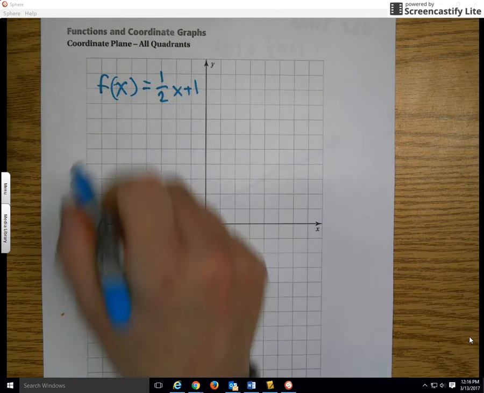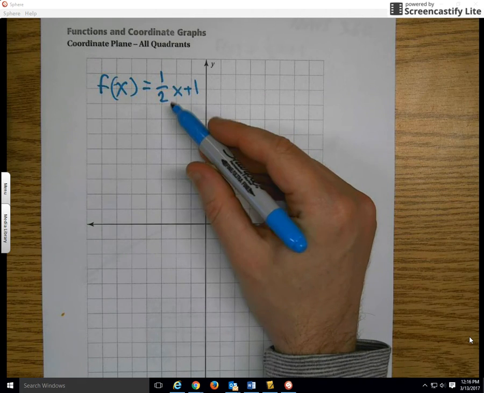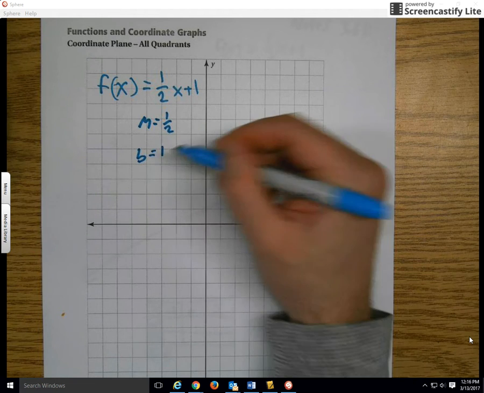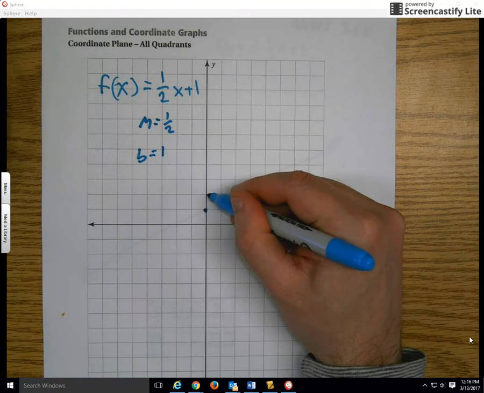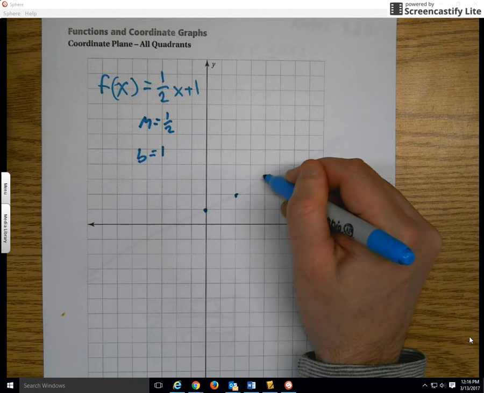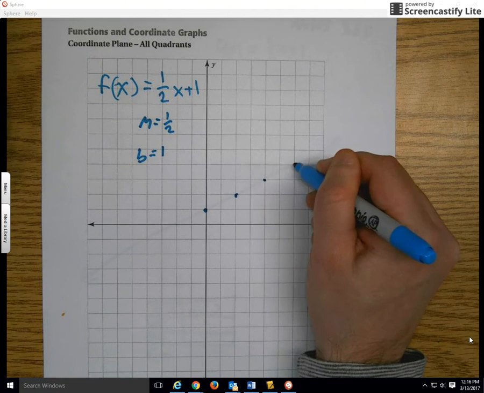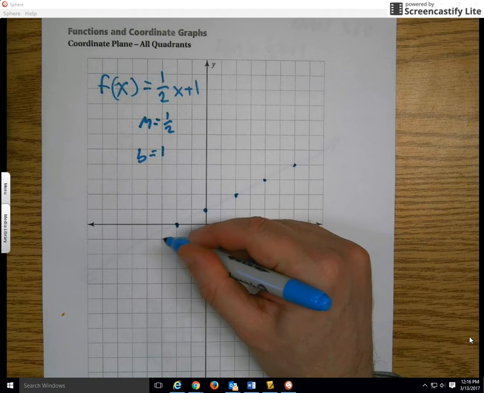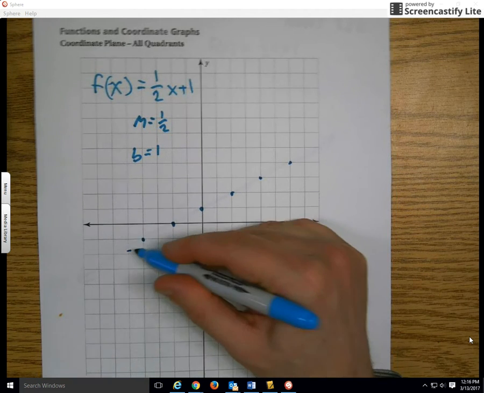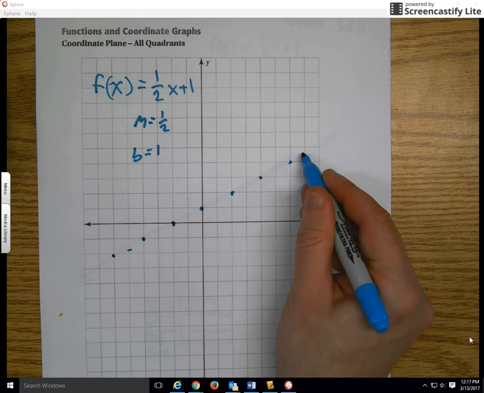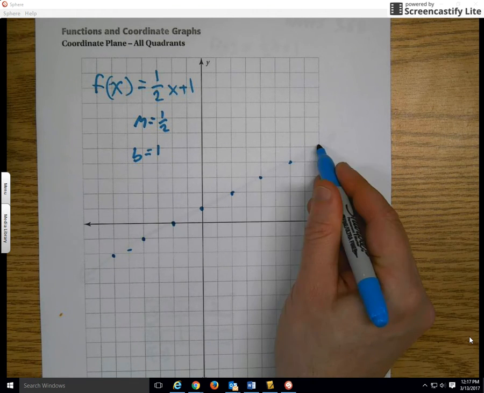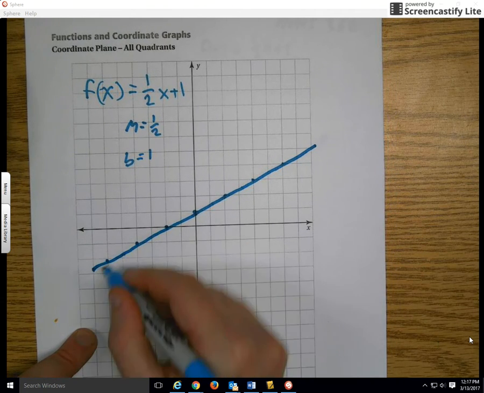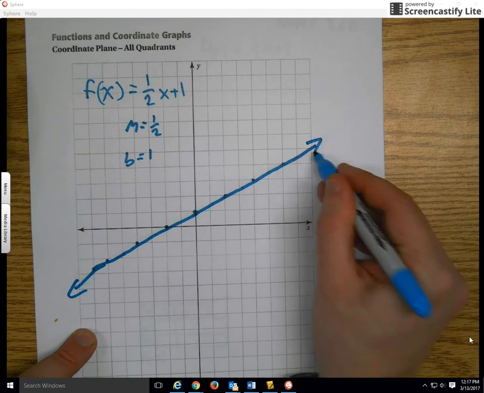So first thing I'll do is graph this real quick. That m is half, or 1 over 2. The b is a 1. So we'll start at 1 and we'll go up 1 over 2, up 1 over 2, up 1 over 2. And I'd like to go in reverse too, down 1 over 2, down 1 over 2, down 1 over 2. It just helps me do a nice straight line. So we'll do that real quick. Oh, see, those guiding points kind of help. Okay, so we have the one line.